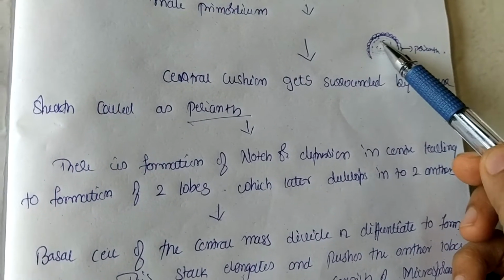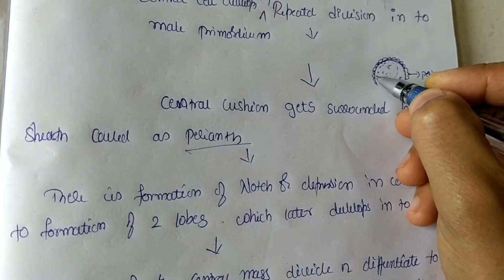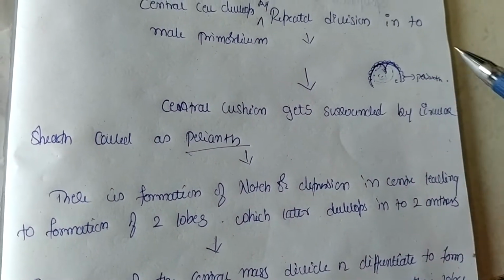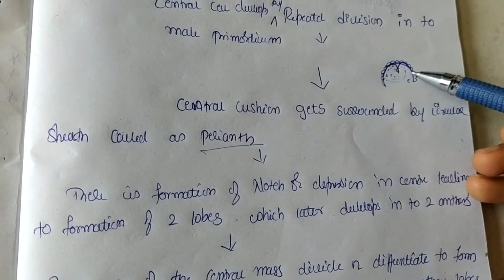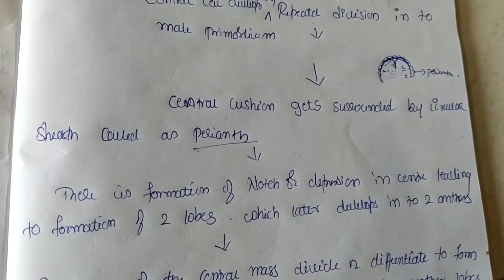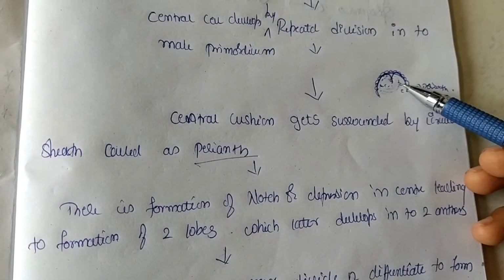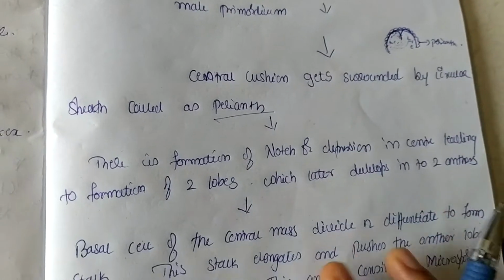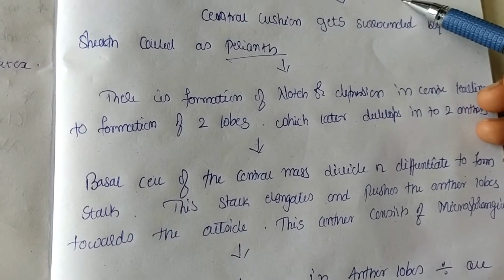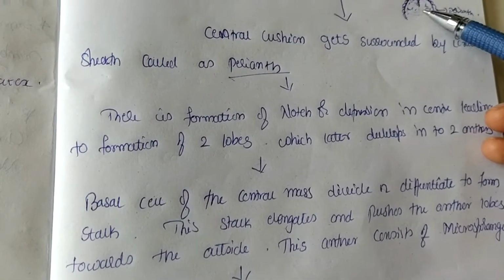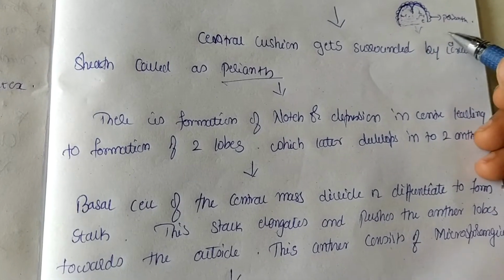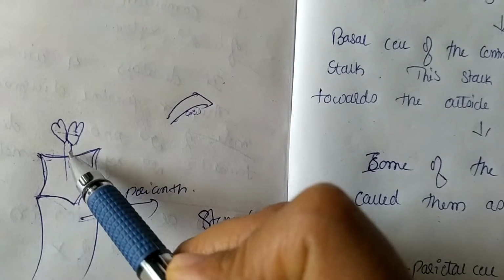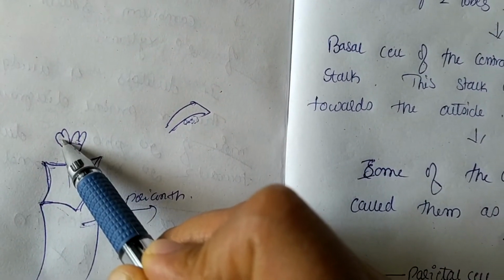Now we are left with the cells present in this region. There is a formation of a notch or a depression, somewhat like this, leading to formation of two lobes. These two lobes are nothing but the two anthers, which contain microsporangium, inside which we have the microspores. Now the basal portion of this central portion is going to form what is called a stalk. That is what we saw here: we have perianth, we have stalk, we have these two anthers.